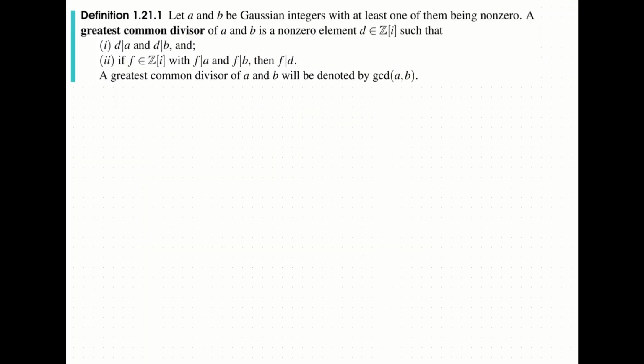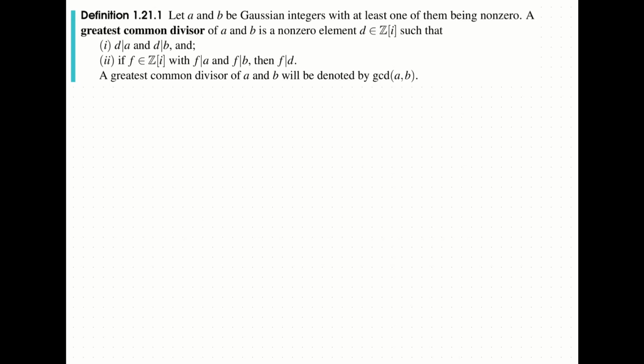So we're going to move forward and now talk about greatest common divisors. As I mentioned at the beginning of the video, over the Gaussian integers, we no longer have a unique greatest common divisor, but rather a greatest common divisor. So given Gaussian integers a and b, with at least one of them being non-zero, a greatest common divisor of a and b is a non-zero element in the Gaussian integers, which we're going to be calling d, which satisfies the following two conditions. d divides a and d divides b, and if f is in the Gaussian integers with f dividing a and f dividing b, then f will divide d.